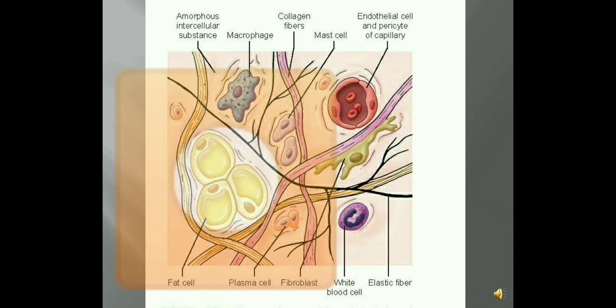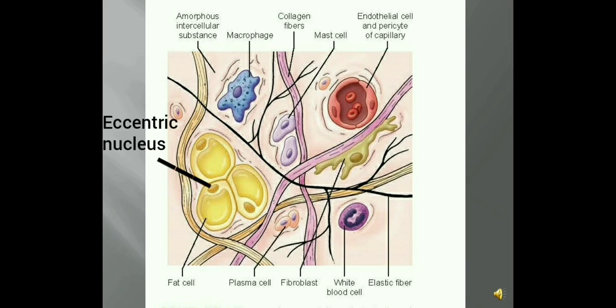Then we have the fourth cell, that is fat cells. These are also called adipocytes, and they have an eccentric nucleus. Why do I say the word eccentric? Because the nucleus is not present in the center, but is present towards the periphery. Now how does this nucleus come towards the periphery? That is because these cells store fat. Storage of fat pushes the nucleus of the cell towards the peripheral part. So that's why it is called an eccentric nucleus. And as it stores fat, it acts as reserve food material. So whenever your body requires energy, at that time these fat cells give out fat as a source of energy to your body.